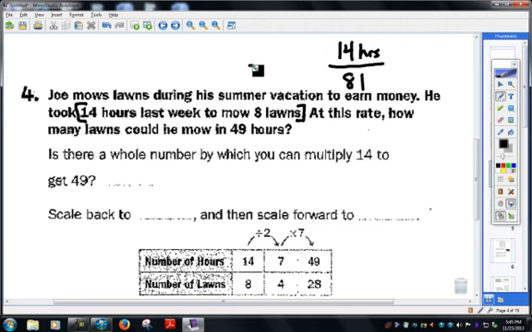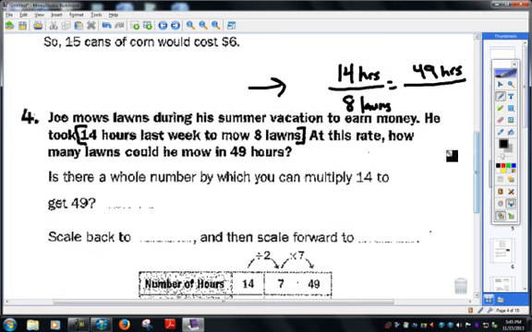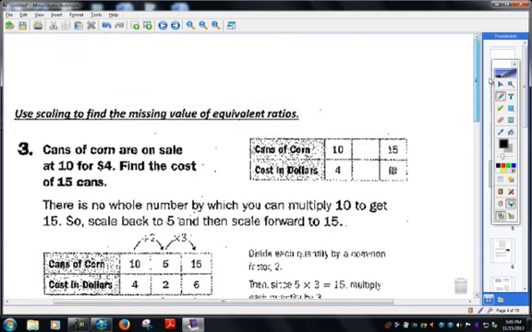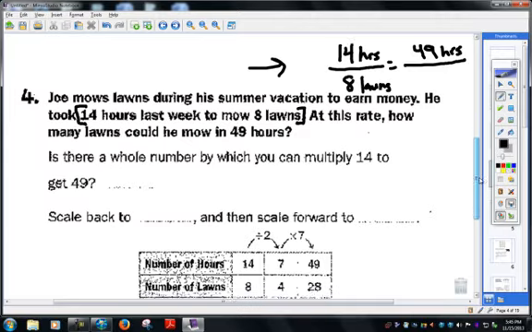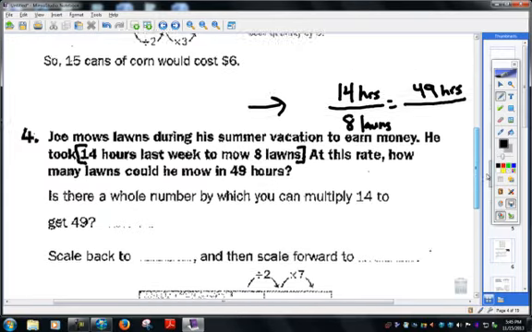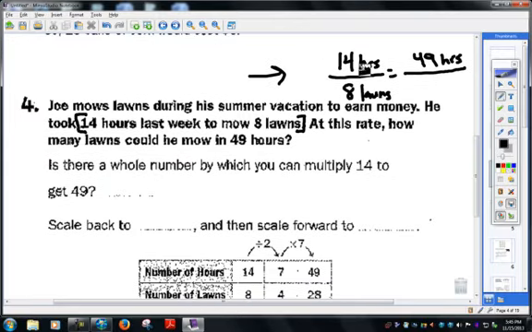And I hope you're writing this up here because I just want you guys to see that it's the same thing over and over again. Okay? At this rate, how many lawns can he mow in 49 hours? So this is how we would do it if we were doing it as a proportion. Now again, when I say we were doing it, did I skip one? Whoops. Okay, you guys are probably freaking out right now. I'll go up and do that one next. Sorry about that. Hopefully you guys figured it out.